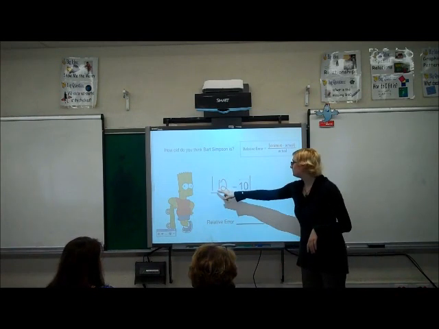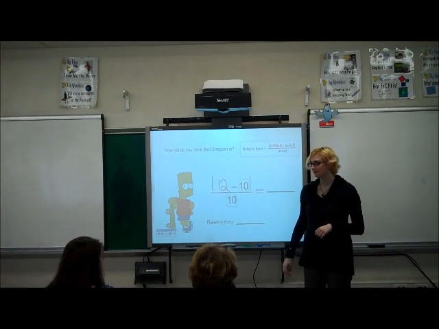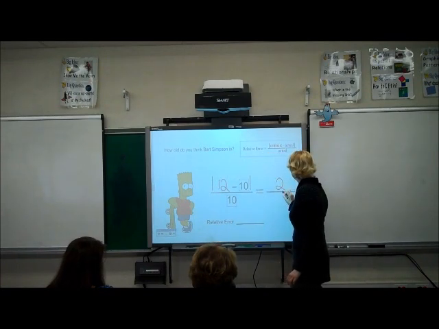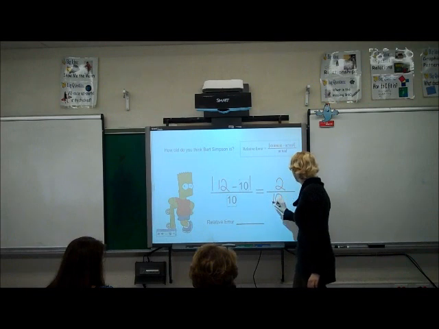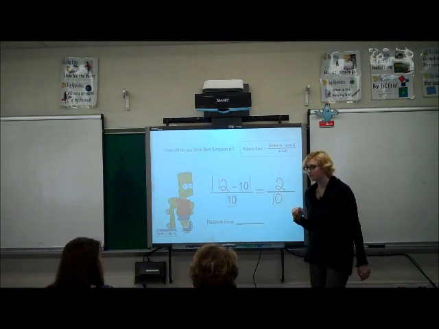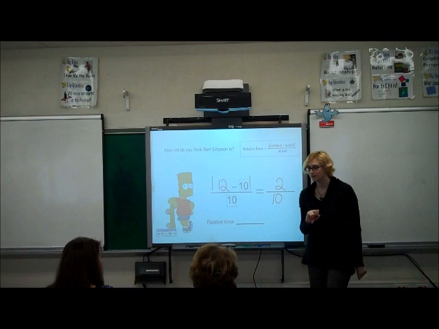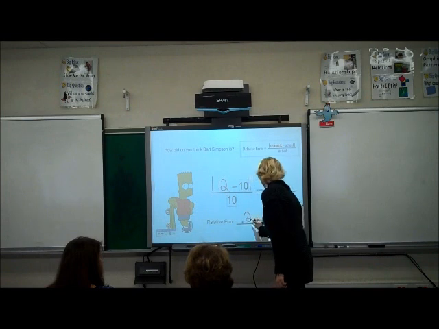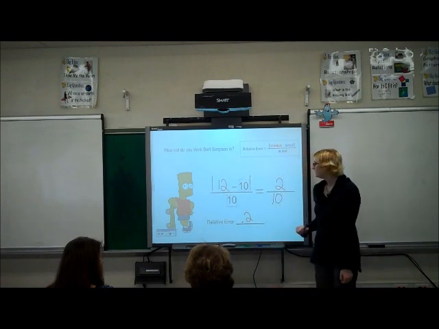But so how do we do, what's the absolute value of 12 minus 10? 2. So this is going to become 2 over 10. And we know how to do that as a decimal, right? How do we do 2 over 10 as a decimal? Can somebody tell me? 0.2. So we can say our relative error is 0.2.